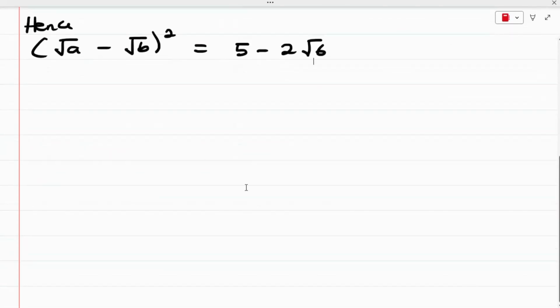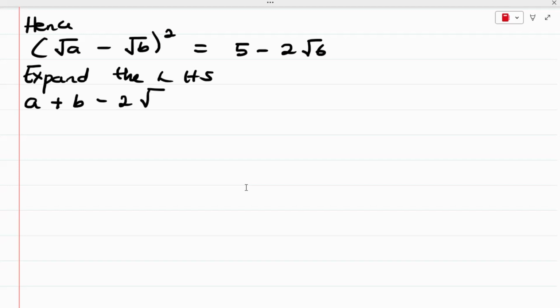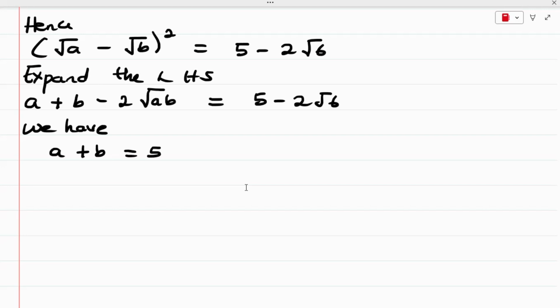And at this point, all we want to do is to simply expand the left hand side of the equation. So expanding the left hand side of the equation, this is going to become a plus b minus 2 square root of ab, which is equal to 5 minus 2 root 6. So hence from this, we simply have that a plus b is equal to 5, and since we have negative 2 and negative 2, the root of ab is equal to the root of 6. So we have this right here.